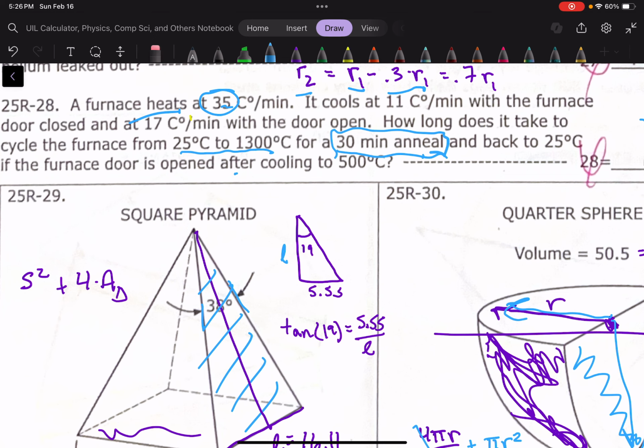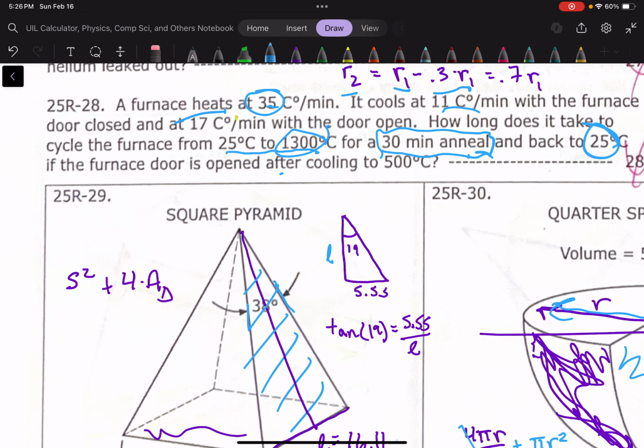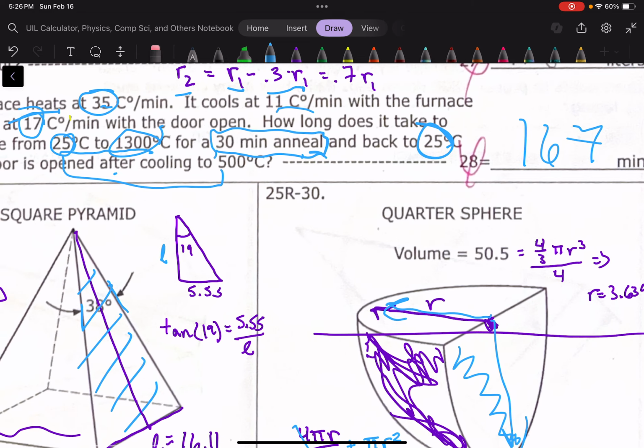And then when we begin to cool, we're going to cool it from the 1300 to the 500 at a rate of 11 degrees Celsius per minute. So we divide that over, and then we add that time to the running total time. Then from 500 to 25 degrees Celsius, we find that temperature difference. And then we divide it by 17 to find out how many minutes that is. And then we get a total of 167.